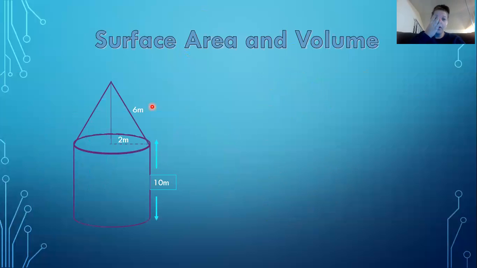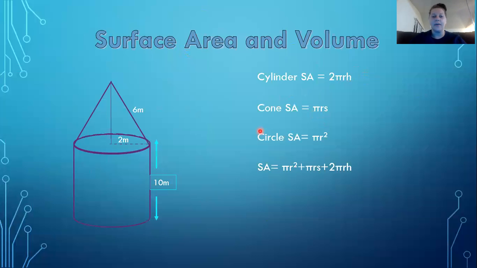So here we want the surface area of this cone and cylinder. So the cylinder surface area equation is 2 pi r h, radius times height. Our cone surface area is pi r s. And our circle surface area is pi r squared. So we're going to add them all together to get the total surface area.